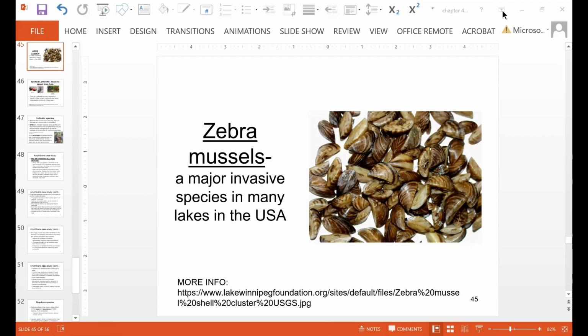One example of a major invasive species is zebra mussels. Zebra mussels are found in many lakes in the United States, particularly the Great Lakes. You can read more information about them down here at this link.